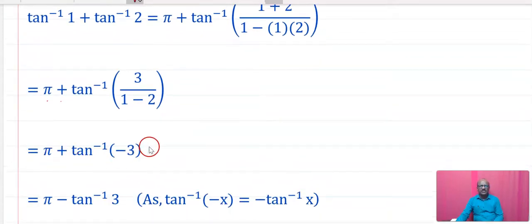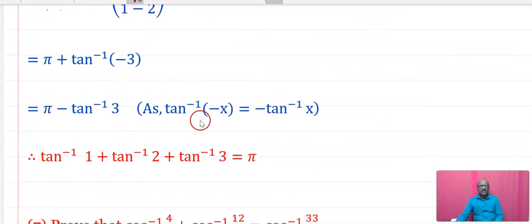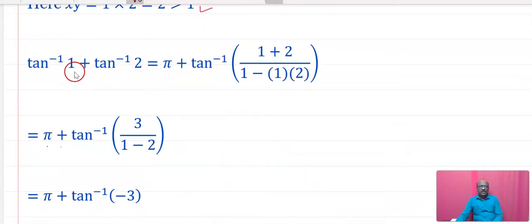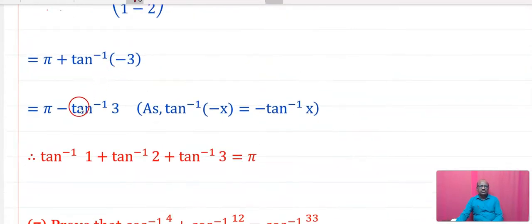That is pi plus tan inverse of minus 3, and tan inverse of minus x is minus tan inverse of x, and here tan inverse of minus 3 is minus tan inverse of 3. Hence, because we have started here, tan inverse of 1 plus tan inverse of 2 is equal to pi minus tan inverse of 3, it can be written as tan inverse of 1 plus tan inverse of 2 plus tan inverse of 3 is equal to pi.